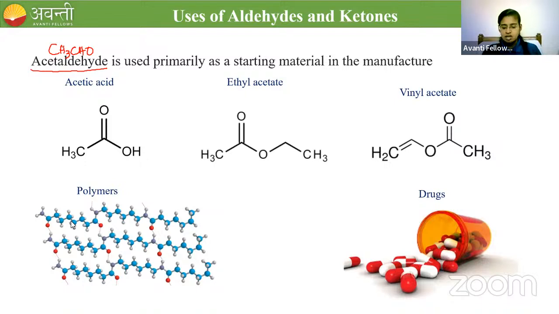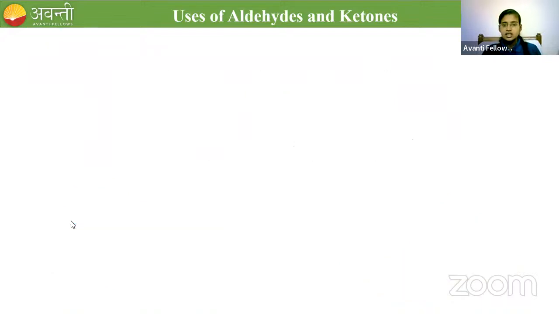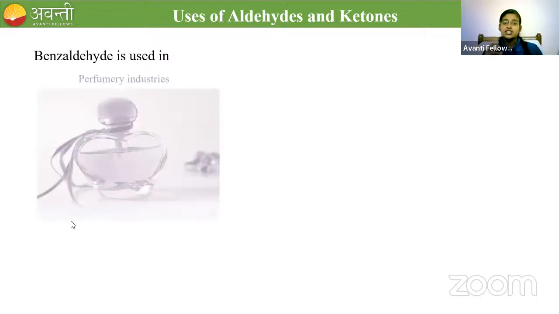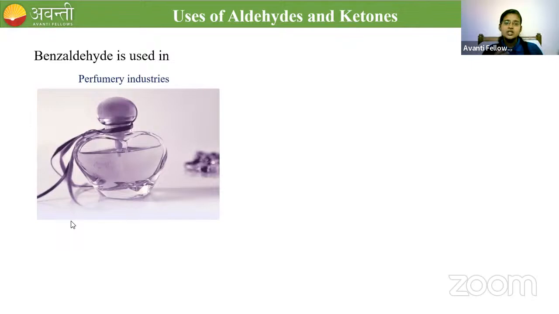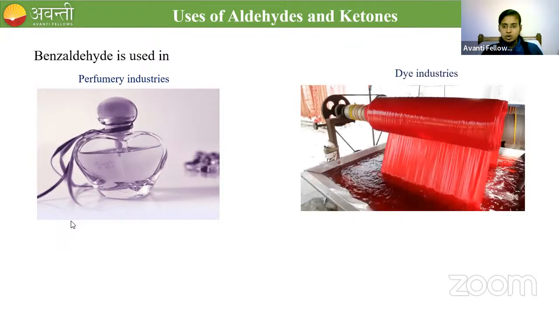The next compound is benzaldehyde. Benzaldehyde is an aromatic aldehyde, right? It is used for the preparation of perfumes, so it is used in the perfumery industries. Benzaldehyde is used in the perfumery industries and in dye industries also. Dye you all know, right? For making colors. So benzaldehyde is used in the dye industry also.